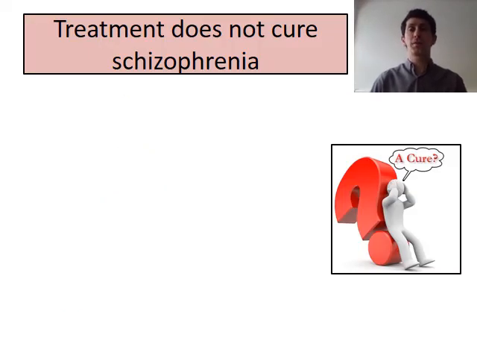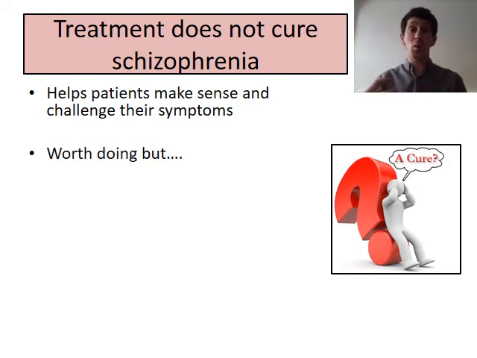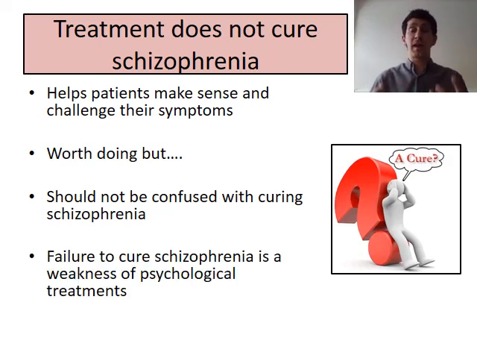And a really, really important factor and point you'd have to bring into your answer is the fact that this treatment does not cure schizophrenia. It helps patients make sense and challenge their symptoms, but although it's really, really well worth doing and challenging their symptoms is really important, this shouldn't be confused with curing schizophrenia. This is not a cure for it, okay? And the failure to cure it is a weakness of all psychological therapies. There is no psychological cure for schizophrenia. However, it does let someone make sense of their condition. It lets them challenge their irrational beliefs, which, although is well worth doing, can't be confused with actually curing schizophrenia.